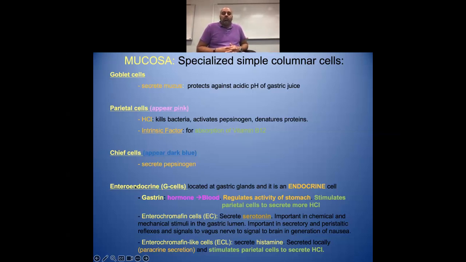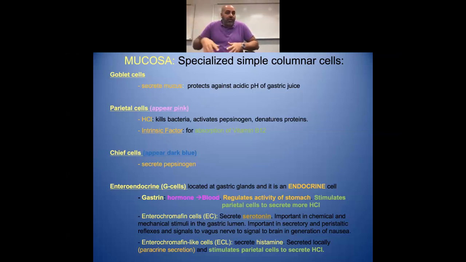All right, so here are the fun cells that we work through in the mucosa. First up, goblet cells. Pretty much every simple columnar cell has the ability to produce mucus. If it produces mucus, it is a goblet cell. When you guys are in lab and you look at this and you see that mucus vacuole, that clear area inside that goblet cell, that's a mucus vacuole. That is a moment in time that you caught it and you saw it.